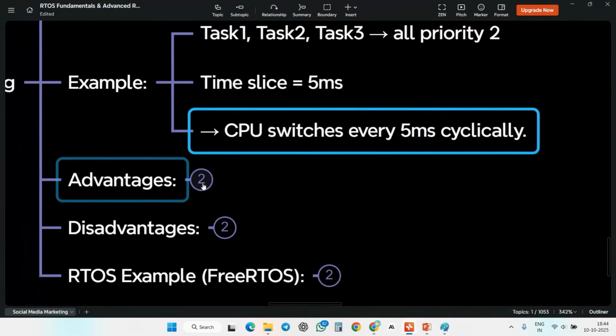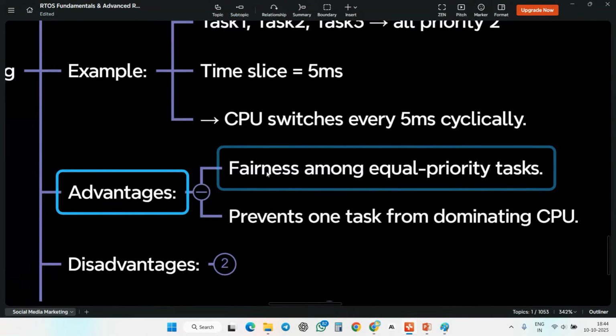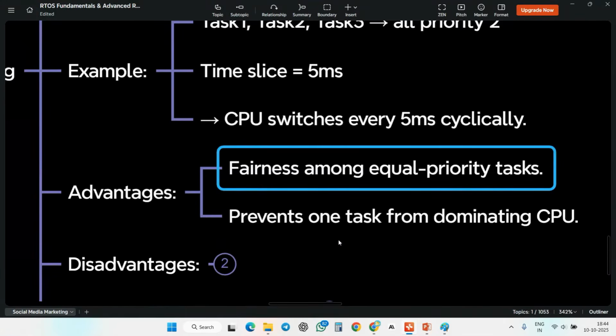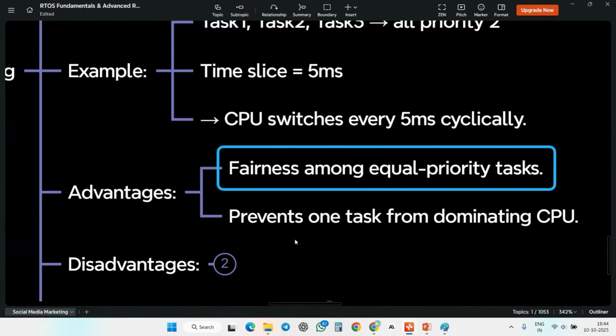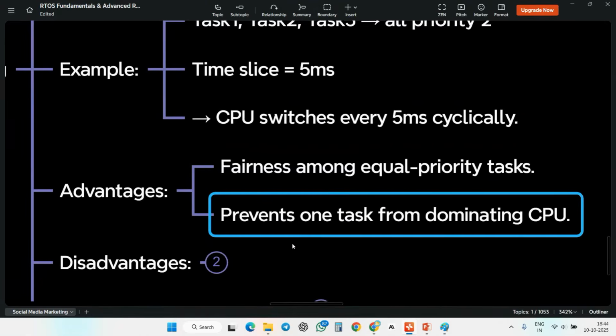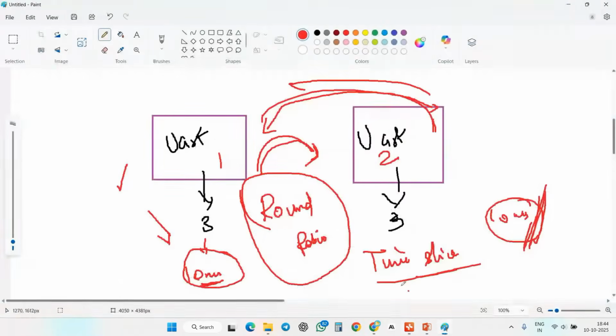The advantage of the round robin technique is fairness among equal priority tasks, because it does not consider the priority number. It considers the time only. It prevents one task from dominating the CPU. So even if the priority number is the same, no task dominates another. It simply schedules the time in certain slices.